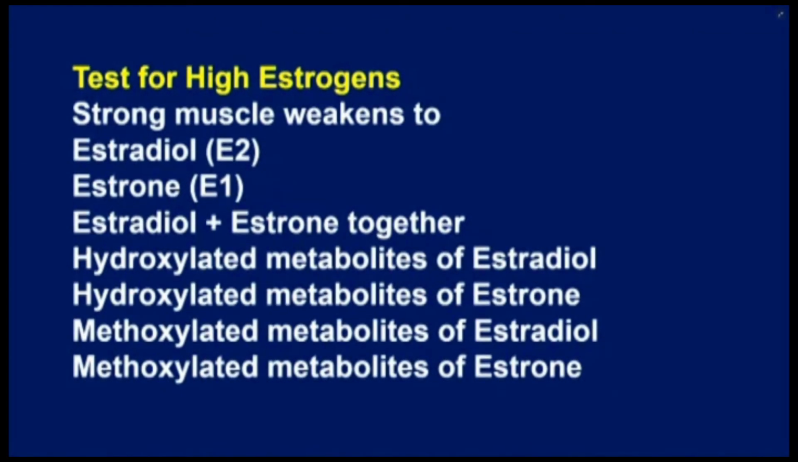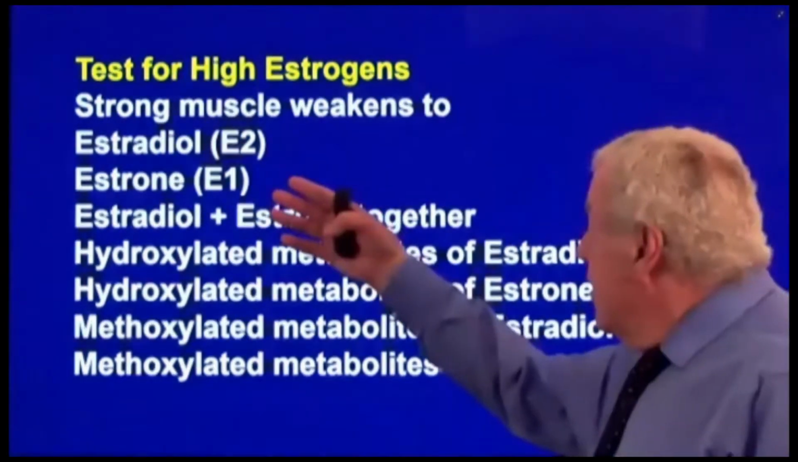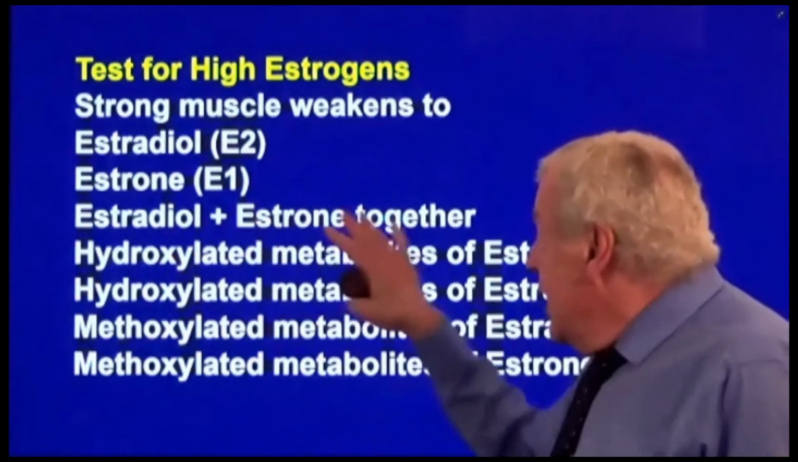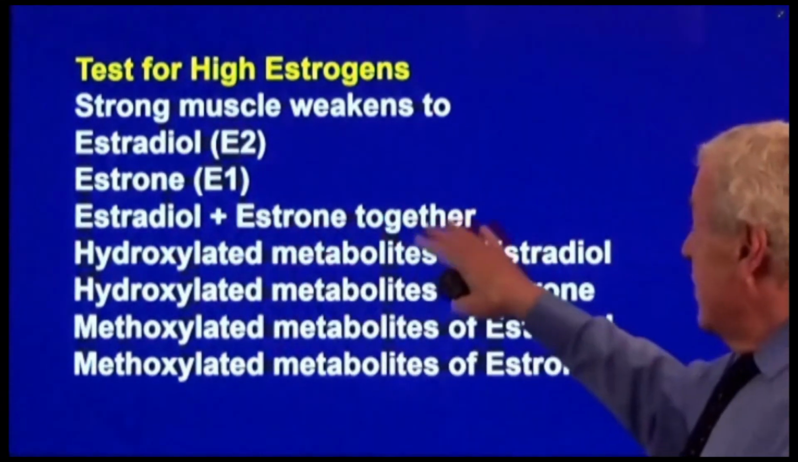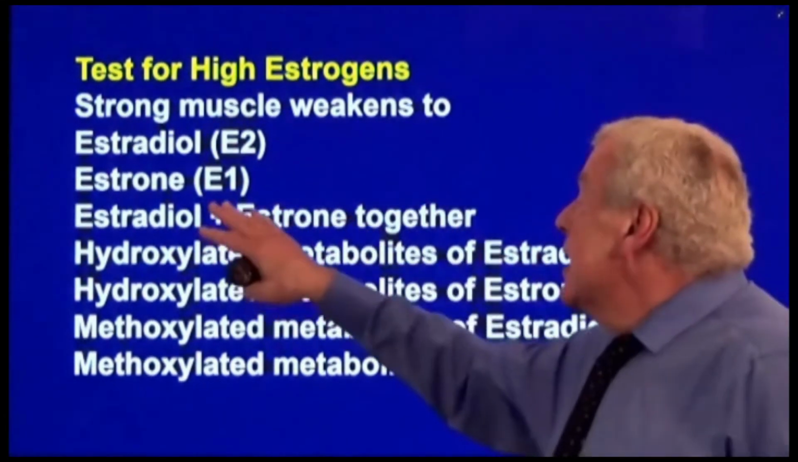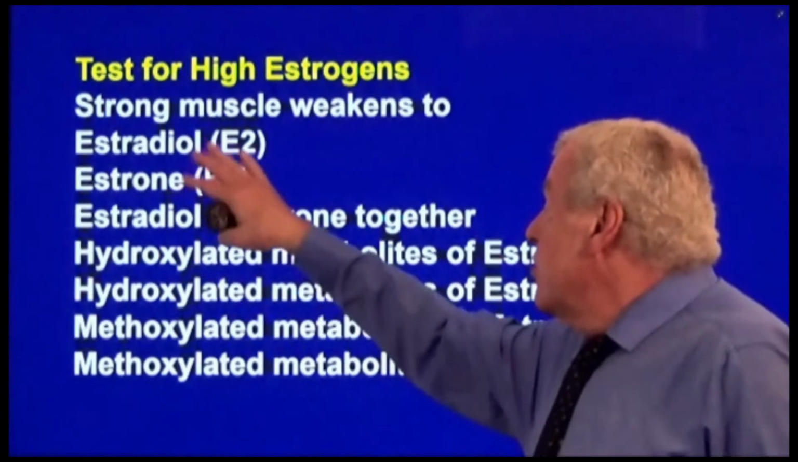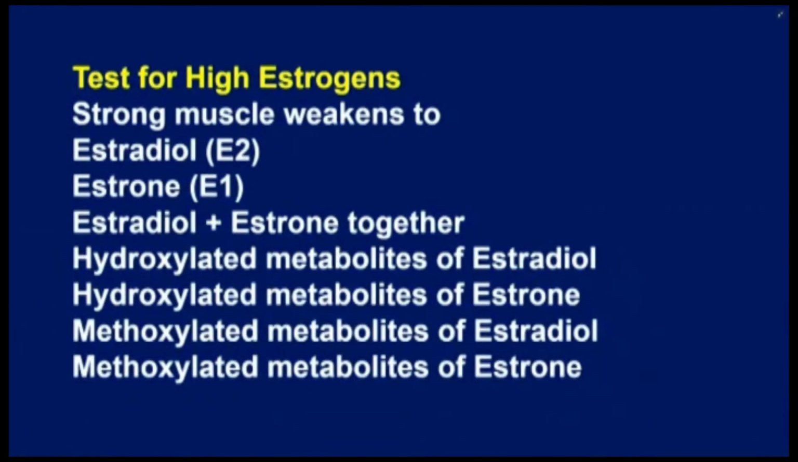So testing for high estrogens then, a strong muscle weakens to estradiol or estrone, or to both of them. It could be estradiol and estrone together. So sometimes the patient weakens to only the estradiol and estrone when they're together. And also testing them for the hydroxylated metabolites of estradiol and estrone, and lastly the methoxylated metabolites of estradiol and estrone.